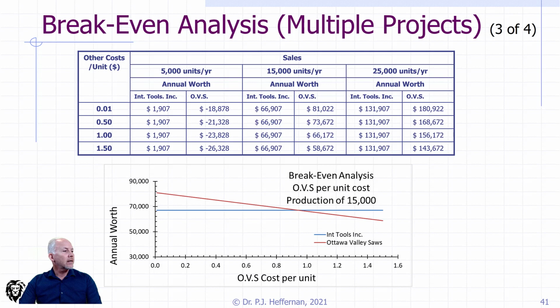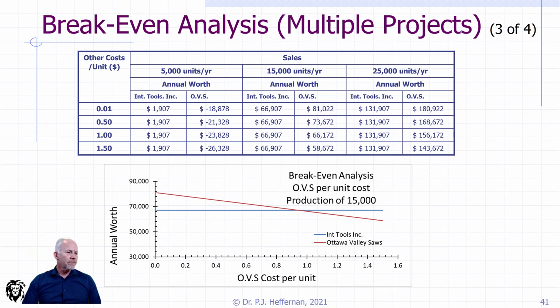So we've done it for International Tools and Ottawa Valley Saws at each production level. Of course, the International Tools is constant because we're only changing the per unit cost for Ottawa Valley Saws. Then we recalculate, for different values varying from 1 cent to $1.50 per unit, what the annual worth is going to be for the Ottawa Valley Saws proposal. And then we redo that for 15,000 units, and then again for 25,000 units.